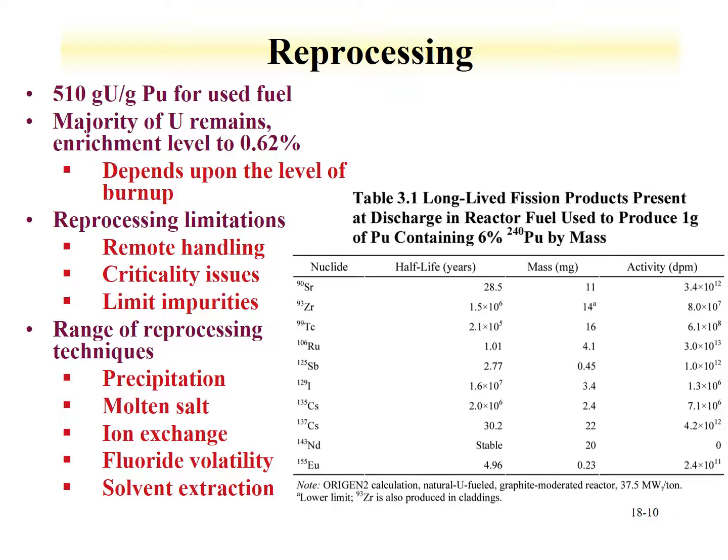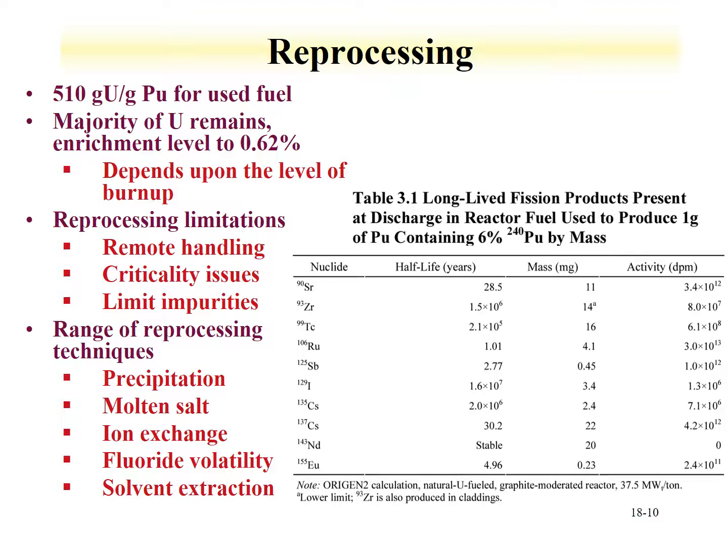Information on reprocessing techniques, routes, and methods can also be left behind in material that provides signatures for how the material was obtained. Generally speaking, in used fuel, you have about 500 grams of uranium per every gram of plutonium. So you obviously have a lot more uranium than plutonium. The enrichment level, if it's typical fuel, can be as high as 0.6%, and obviously this level depends upon the burnup.